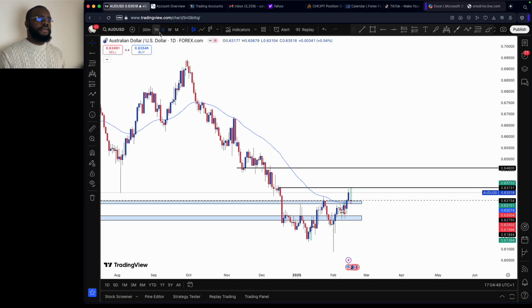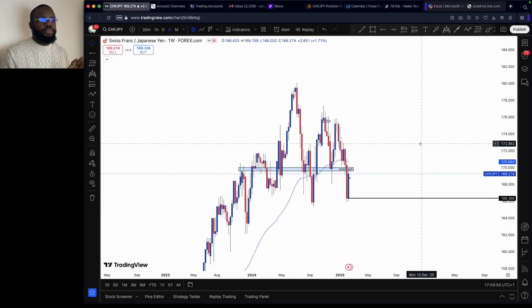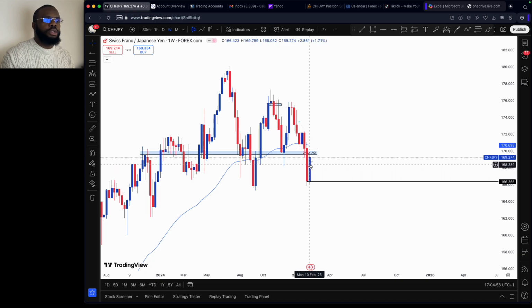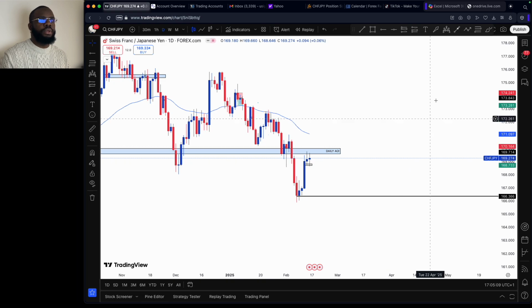So again, I have CHFJPY. CHFJPY is pretty simple. As you can see, the weekly closed at this zone over here without disrespecting it. It's a pullback to the zone. Weekly is bearish, then the daily is also bearish because this was the last low high, then we broke it.